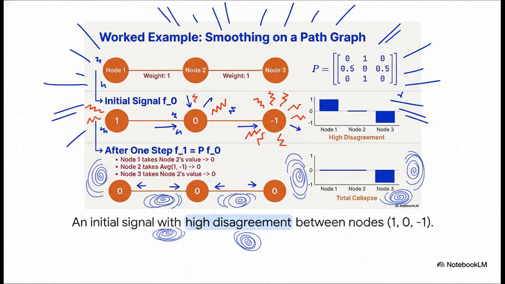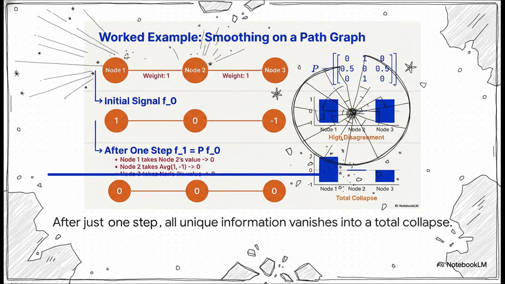Let's watch this play out on a really simple path graph. Imagine node 1 is very positive with a value of 1, node 3 is very negative at -1, and node 2 is just sitting there perfectly neutral at 0. There's a lot of tension here, a lot of disagreement in this initial signal. And look at that. In just one single step of averaging, all that interesting tension is completely gone. Every single node is now 0. The positive, the negative, the neutral, it's all been wiped out, flattened into one uninformative value. The signal has totally collapsed.